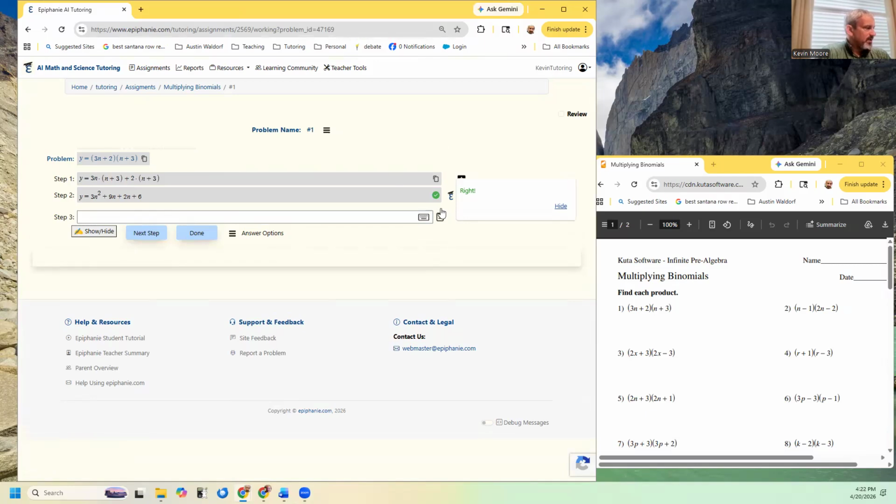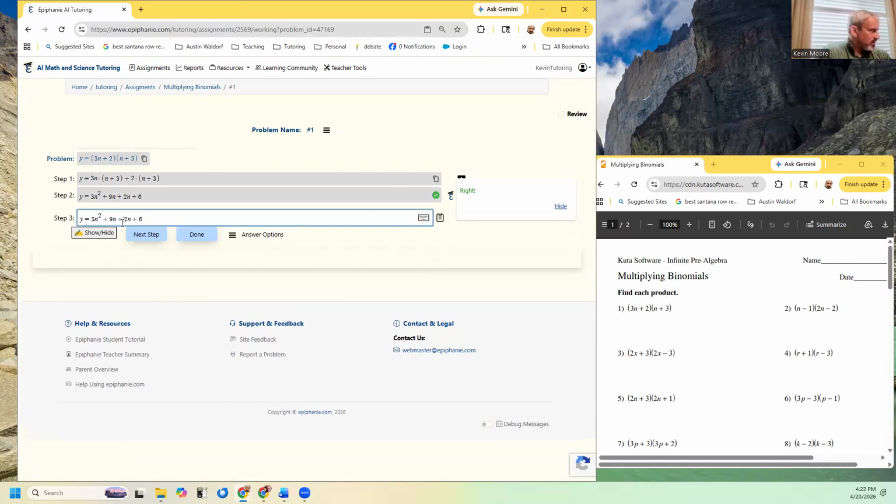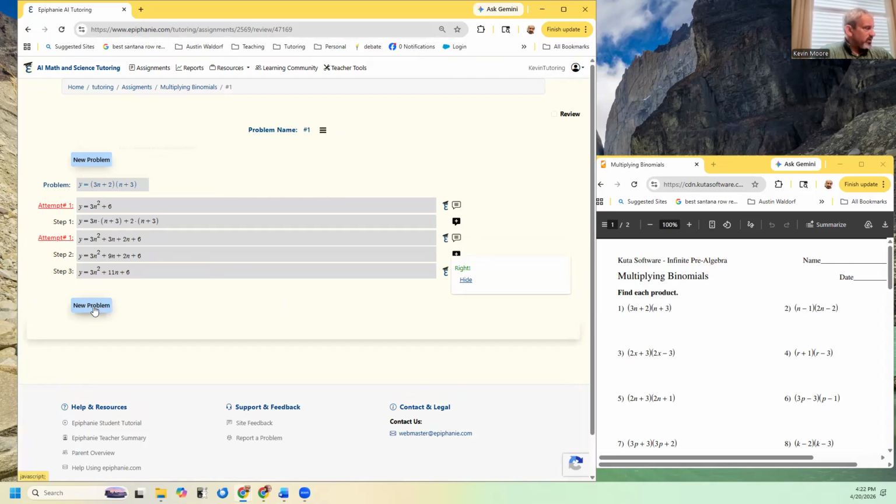And now I can copy and paste this and just simplify it. 9n plus 2n gives me 11n. And I'm going to say that I'm done now. Let's try the next problem. I'm going to enter another one here. Here's number 2.